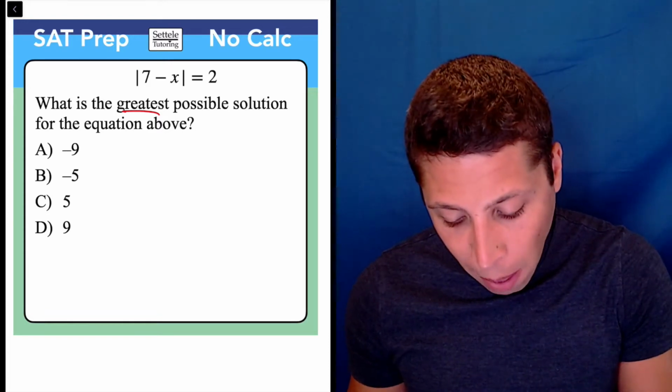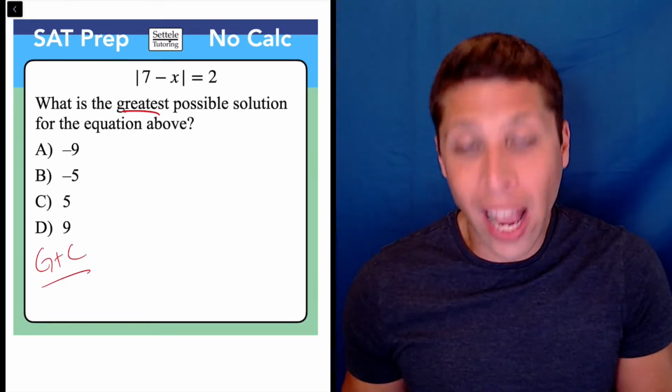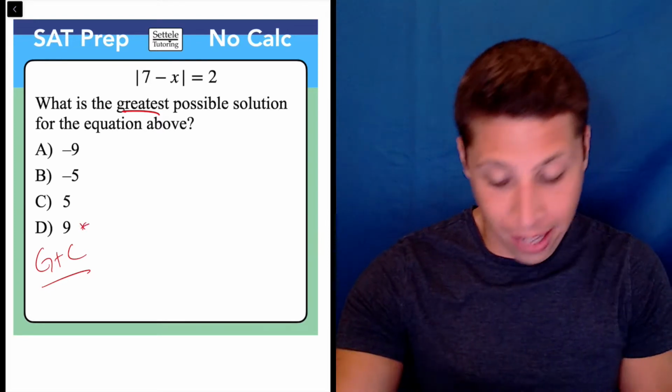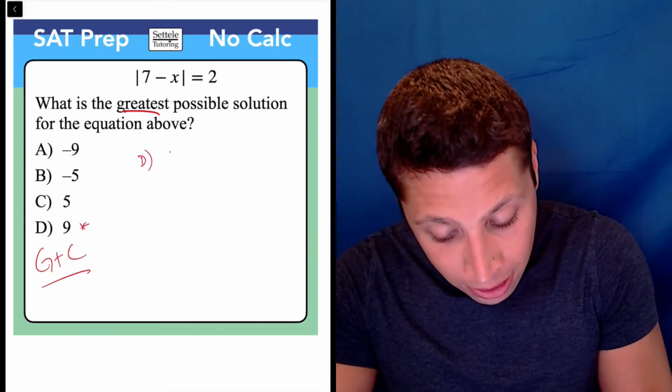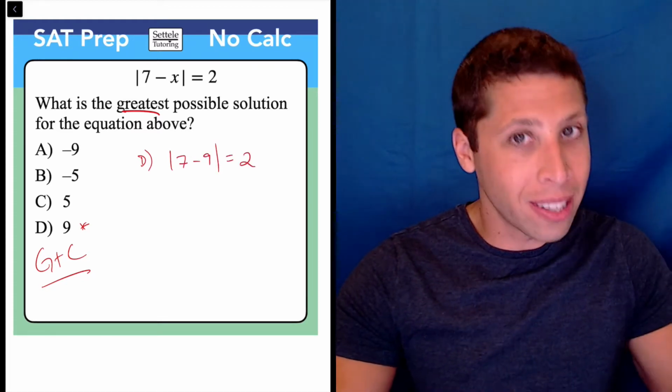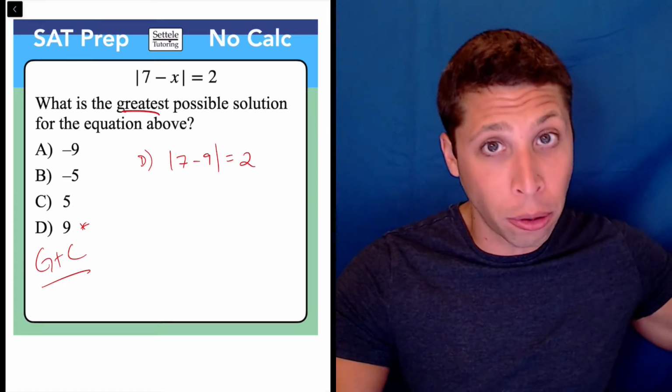This is a huge opportunity to guess and check. Just take the greatest number, which is 9, and test it out. And so we're going to need to know how this absolute value works, but it's much simpler. I think this is something that most people know. I'll show you the other rule in a second.